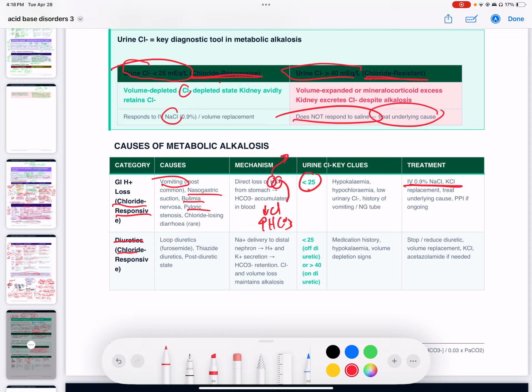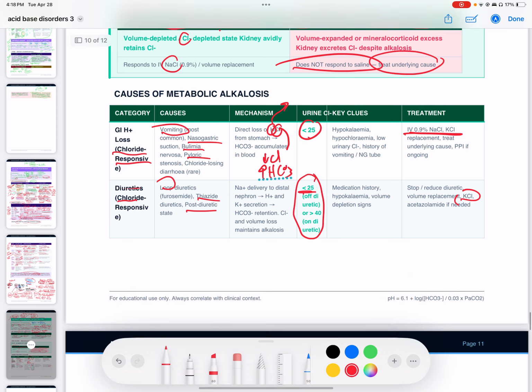Another scenario is the diuretic. With diuretics, you are losing the chloride in the kidney, for example, loop or thiazide or a post-diuretic state, you're losing a lot of chloride. And if you're losing a lot of chloride, then the kidney will try to retain chloride. So the urine chloride will be less than 25. And again, here you can give some chloride, but also usually it's diuretic or medication induced, so you need to stop whatever offending agent.